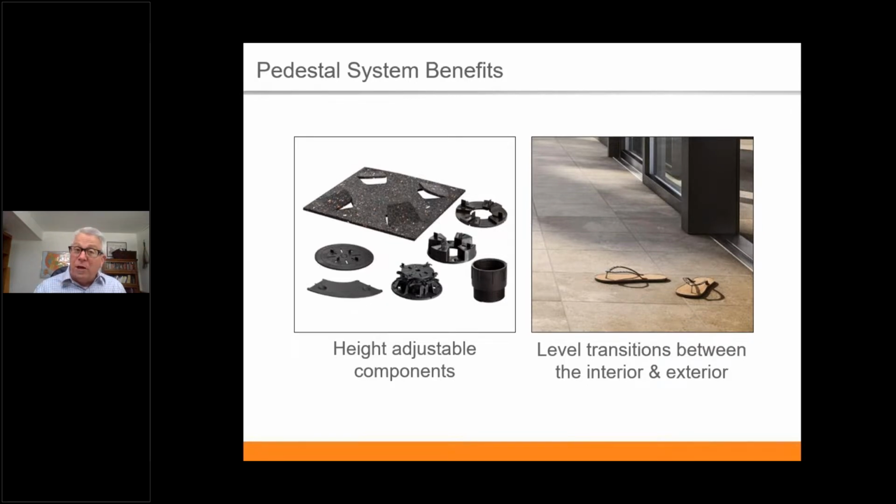Yes, we've done flashing properly. Yes, we've got the amount of fall down to our waterproofing and our slope. But as far as the consumer, the end user is concerned, they can get that nice even transition from outside to inside. So, which is what many people like.